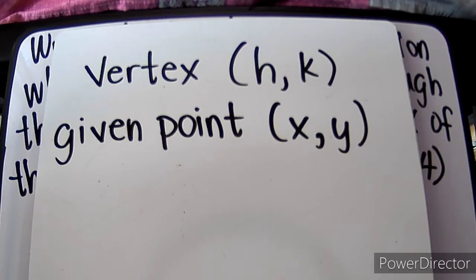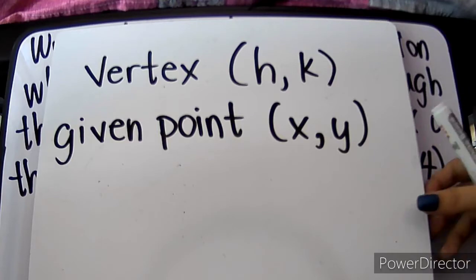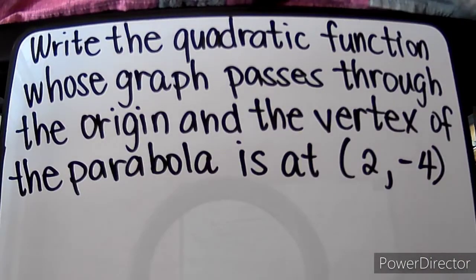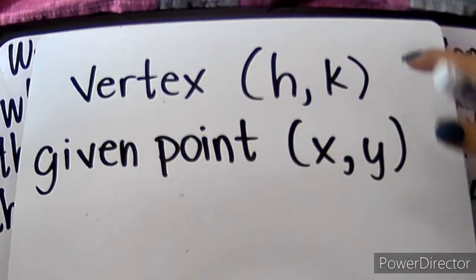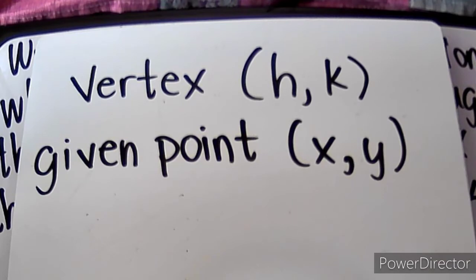To derive the quadratic function when the given is a vertex and a point. So, magiging given nyo ay ganito. Write the quadratic function whose graph passes through the origin and the vertex of the parabola is at (2, -4). So, may magiging given na vertex at saka kung saan dumadaan yung ating quadratic function.